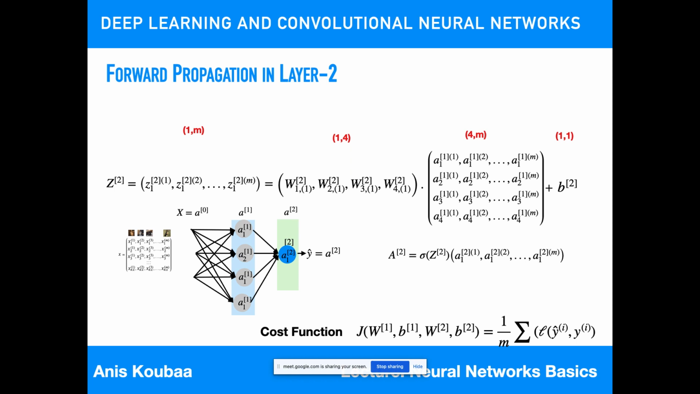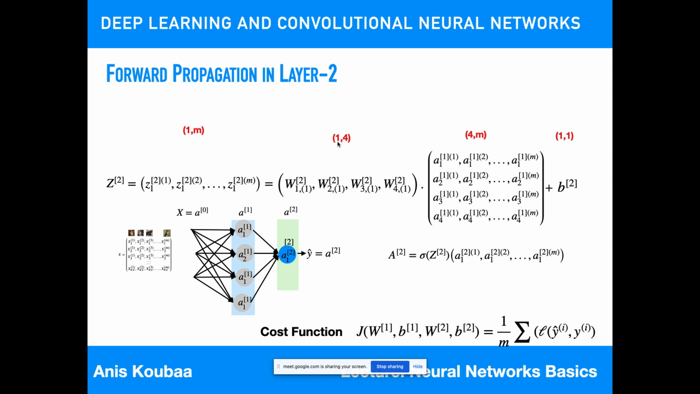Okay, so now let's look at the forward propagation in the second layer. In the second layer, we will have the output A1 as input of the second layer, and we will have only one output. We have M training examples, and we have four values in the input. So instead of the pixels, we will have A1 to A4 for every image. This is why we have 4 by M here.